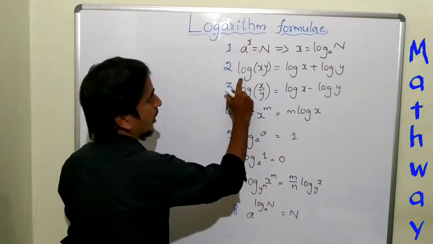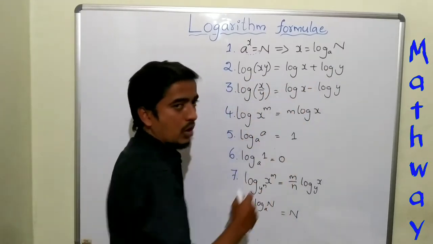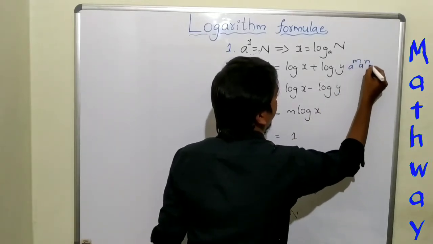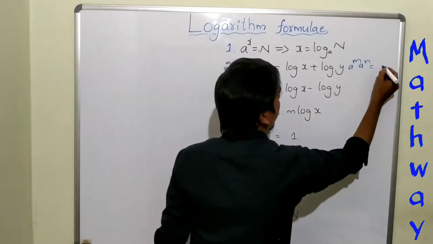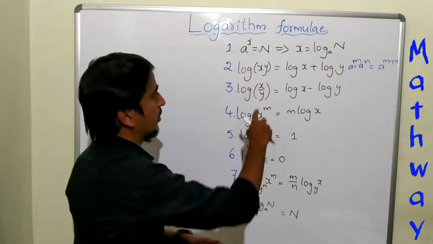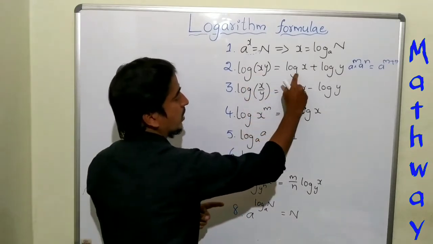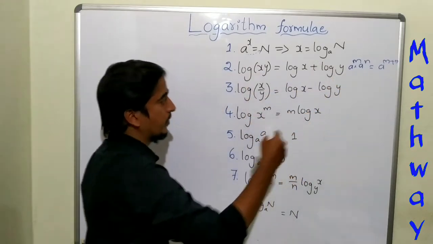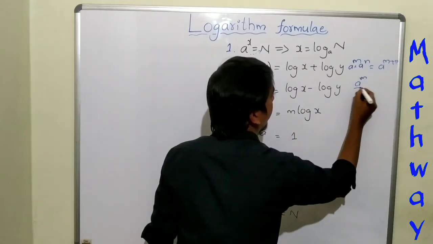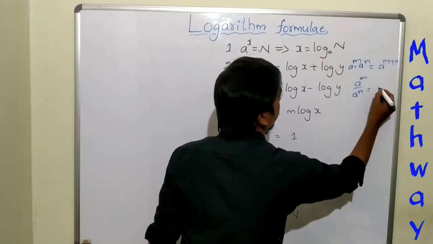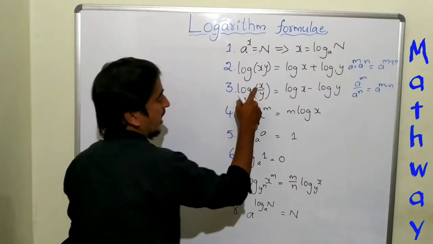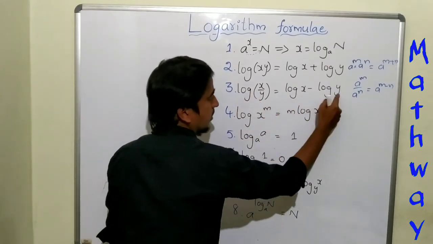Next, the second formula: log xy equals log x plus log y. If you remember one exponential formula, a power m into a power n, when the bases are the same, exponents are added. So here these are multiplication: log of x into y is the same as log x plus log y. Next, log x by y. Same concept we learned: a power m by a power n, then exponents get subtracted, a power m minus n. In the same way, when they are in division, log x minus log y.